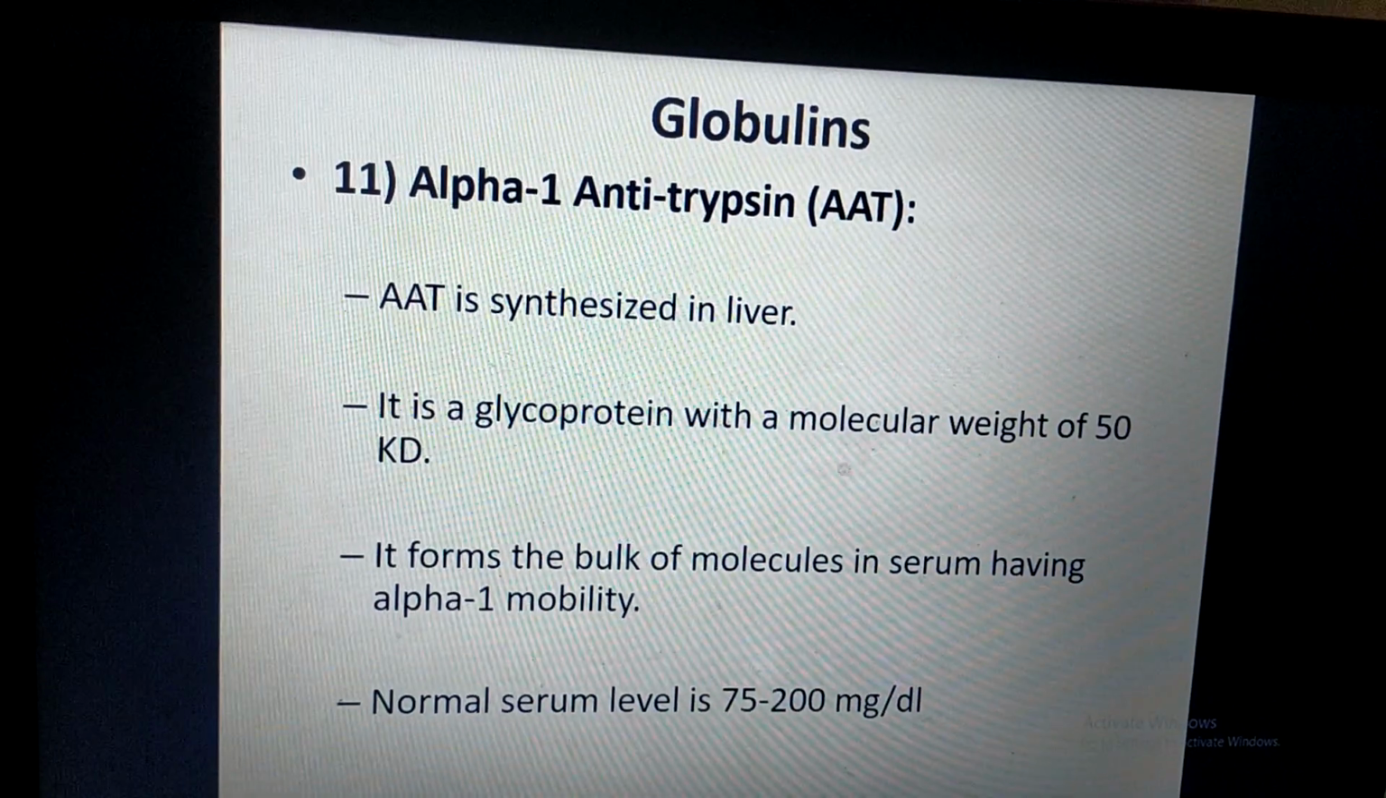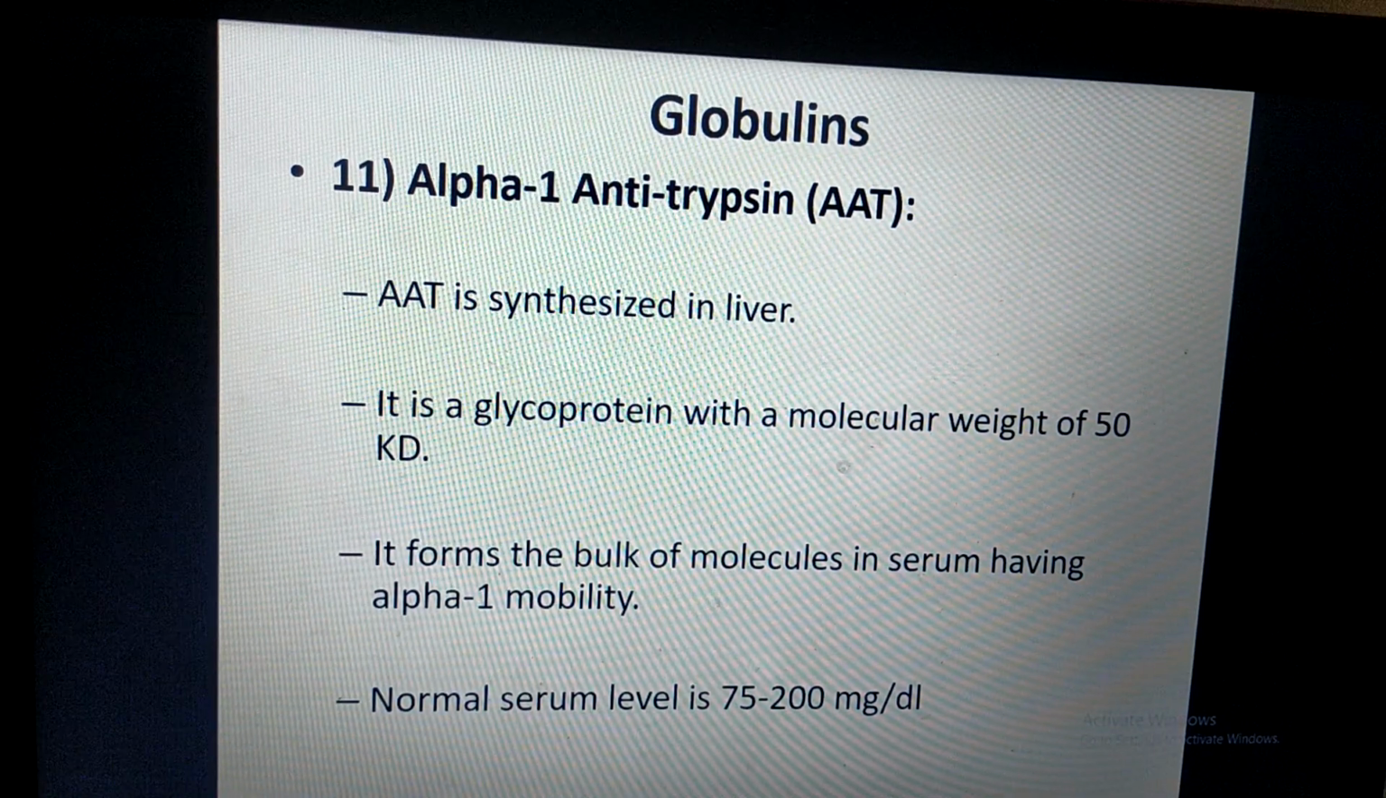Next globulin is alpha-1 antitrypsin. It is synthesized in the liver. It is a glycoprotein with a molecular weight of 50 kD. It forms the bulk of molecules in the serum having alpha 1 mobility. Its serum level is 75 to 200 milligram per deciliter.